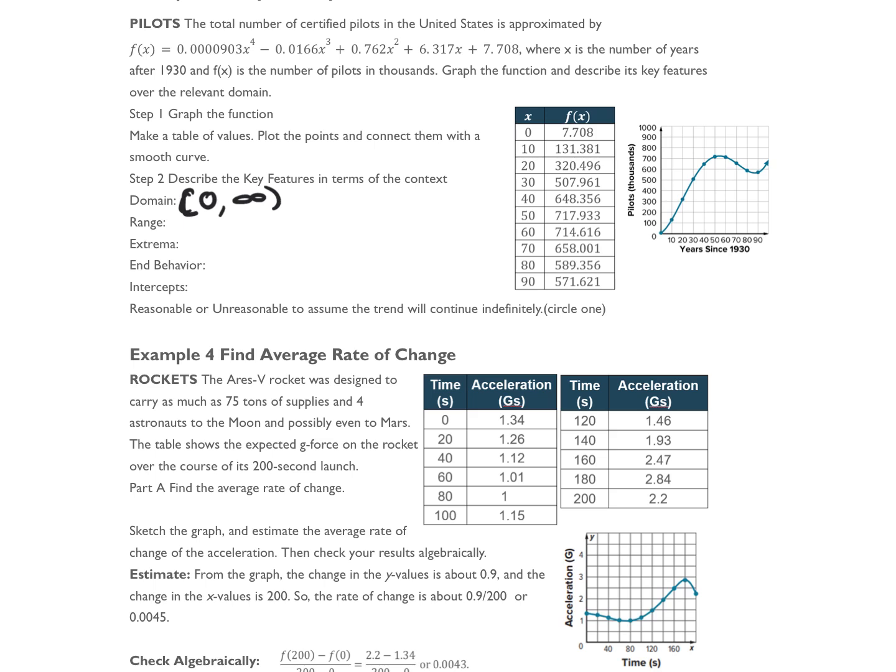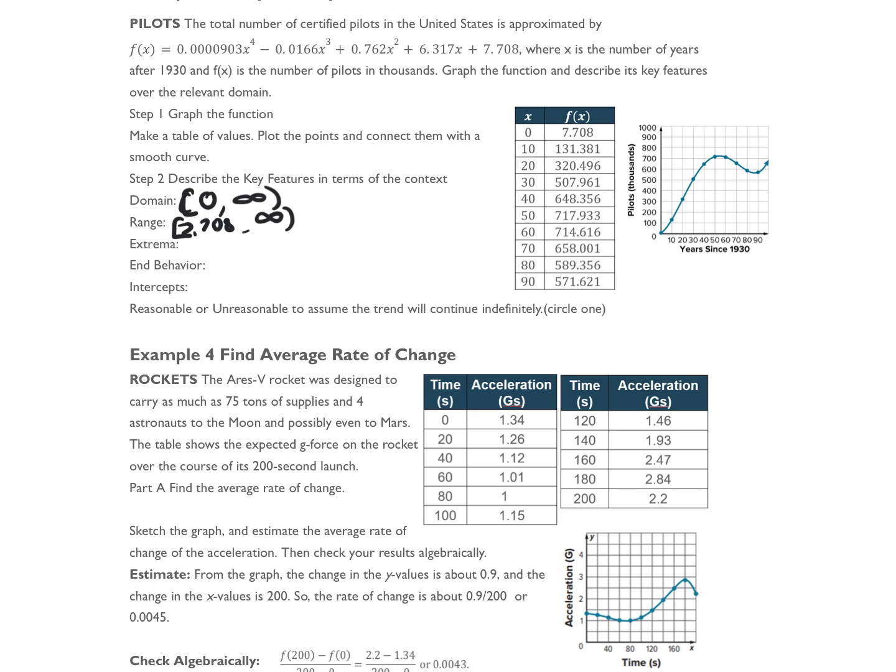The range, again, because our domain is limited from 0 to infinity, is going to be limited as well, from 7.708 up to positive infinity. And again, we probably never will have an infinite amount of pilots, but at some point we're going to stop needing pilots to fly us around.